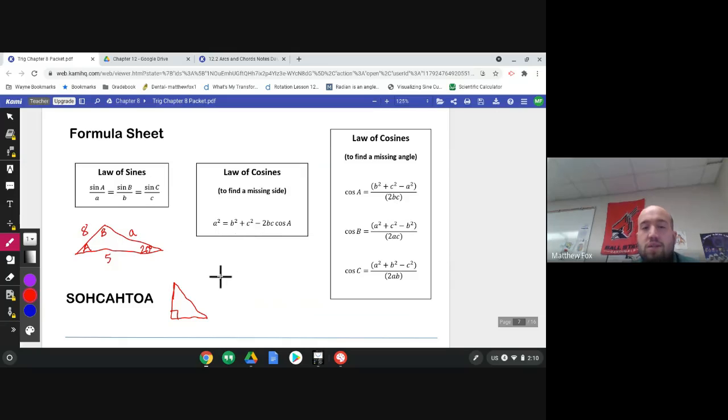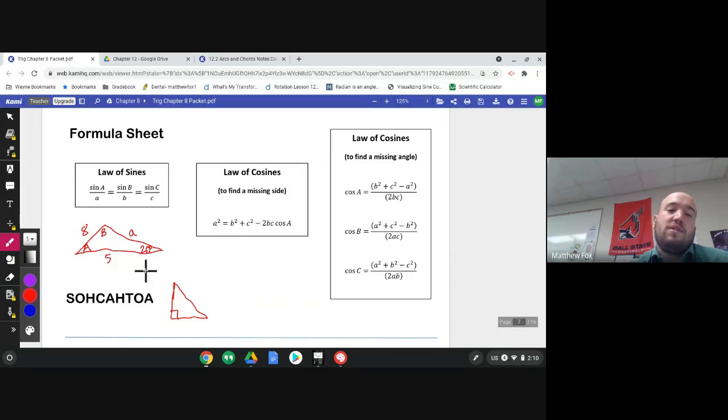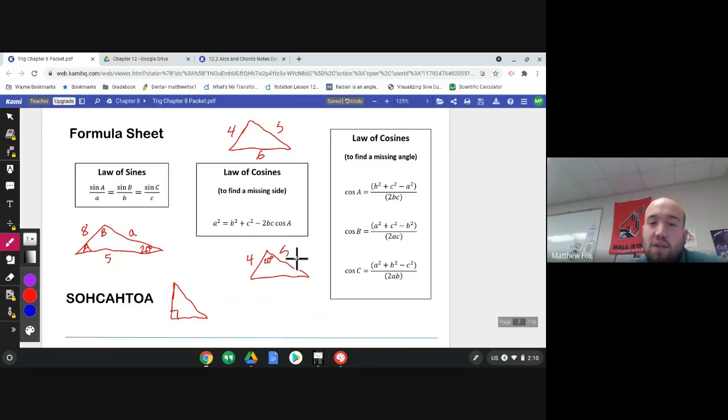Now, the law of cosines is possible if we do not have that, if we don't have an opposite angle and side. For example, there are two situations. I might have all the sides, say 4, 5, and 6. I can use the law of cosines to find what these missing angles are. The other situation: say I know this is 4, I know this is 5, and I know the included angle is 20 degrees. If that is the case, I can use the law of cosines to find that missing side.